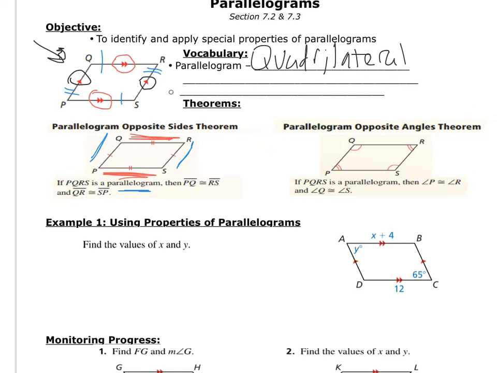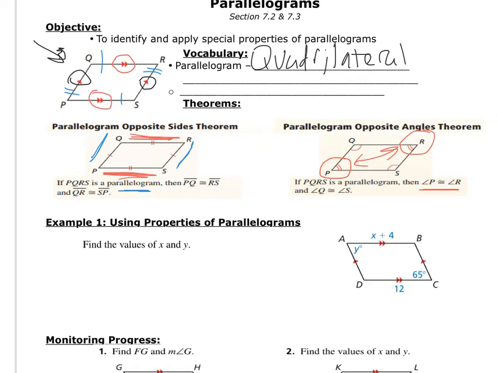The next theorem is the parallelogram opposite angles theorem, which is telling you that if your object is a parallelogram, then you know that the opposite angles are congruent. For instance, the first statement they make here is angle P is congruent to angle R. Well, look at angle P and look at angle R. They are opposite each other diagonally. That's what you need to think of as far as opposite angles: the diagonal angles are congruent. That makes them opposite. So P and R are opposite angles and they are congruent.